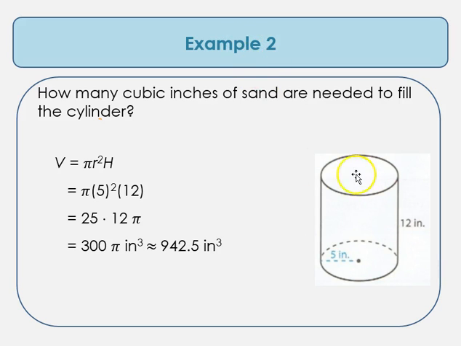Example 2. We have a circular cylinder that has a radius of 5 inches and a height of 12 inches. So let's use our formula. Volume equals pi r squared height, that's pi times 5 squared times 12. 25 times 12 is 300, so 300 pi inches cubed, which is approximately 942.5 inches cubed.